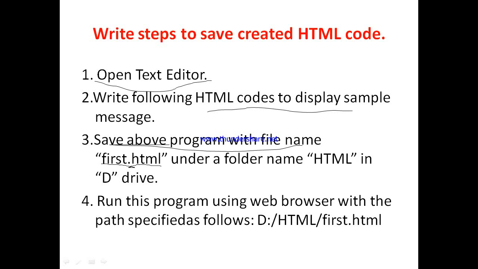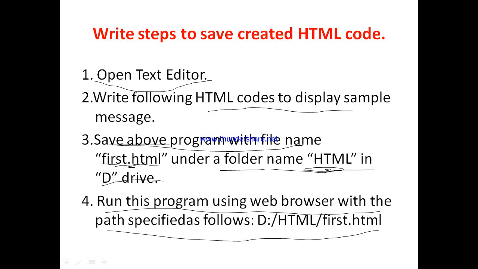Now you can create any folder like HTML, and inside that folder we have to save the program. Suppose the HTML folder is present in D drive, then you have to save this first.html program in D drive. And the fourth step: run this program using the web browser with the path specified as follows. On the same path we have to run it, or we can enter this path into the web browser, and then also we can run the program. Okay. These are the parts that we have to study in practical number 1.